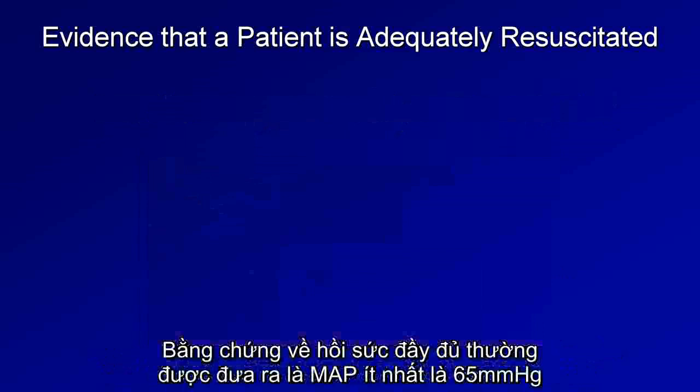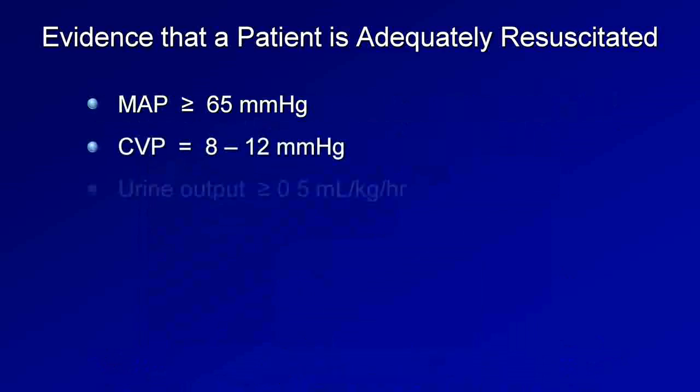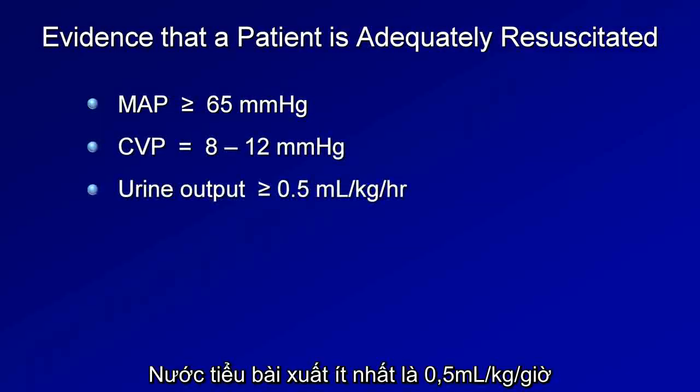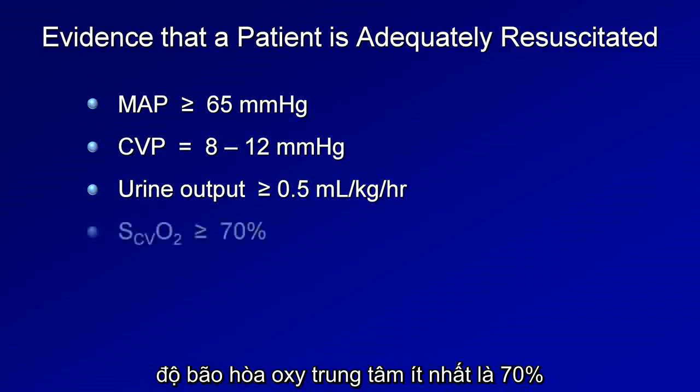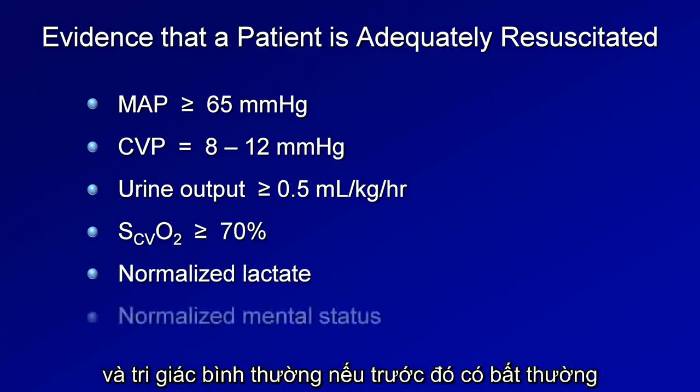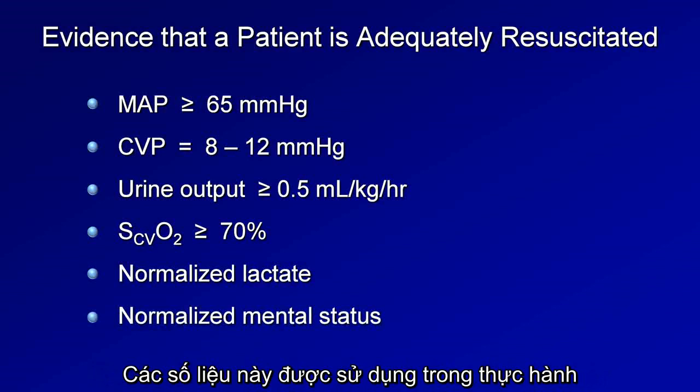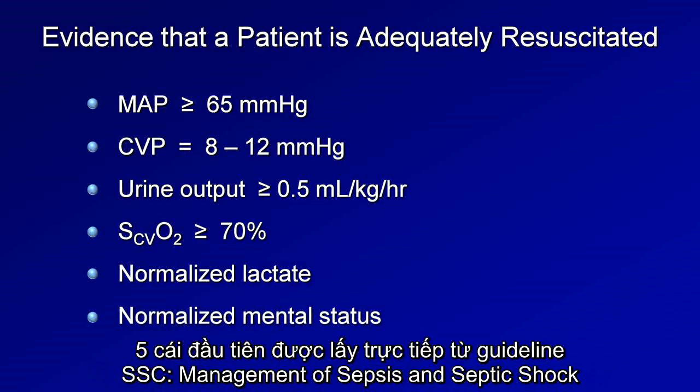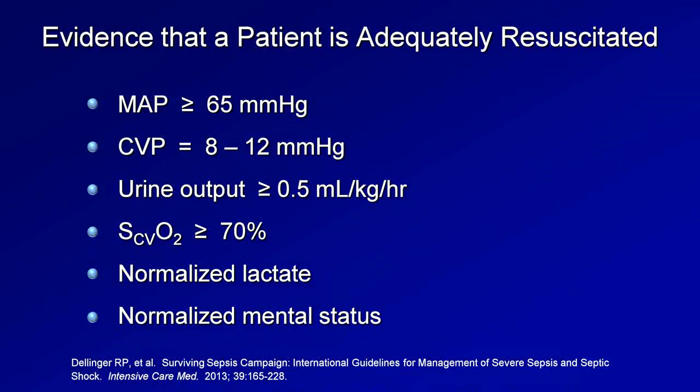The evidence of adequate resuscitation is typically given as mean arterial pressure of at least 65 mm of mercury, CVP of 8 to 12, a urine output of at least 0.5 milliliters per kg per hour, central venous O2 sat of at least 70%, normalized lactate levels if initially elevated, and normalized mental status if abnormal to begin with. These are the common metrics used in practice, the first 5 of which are taken directly from the Surviving Sepsis Campaign's guidelines on the management of severe sepsis and septic shock.